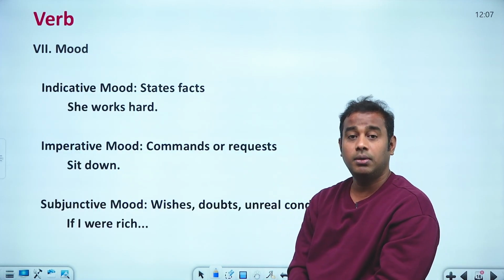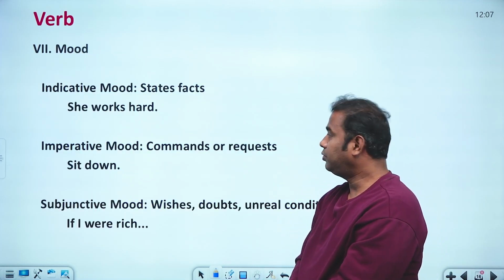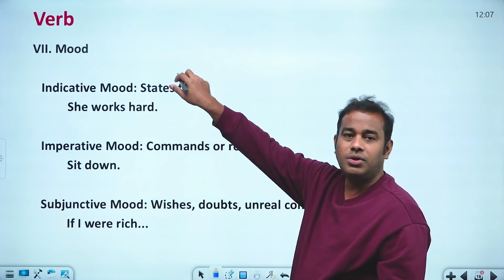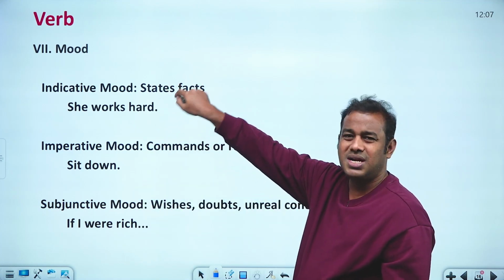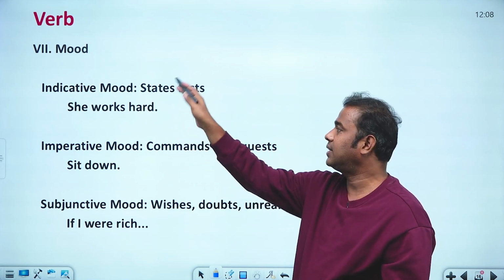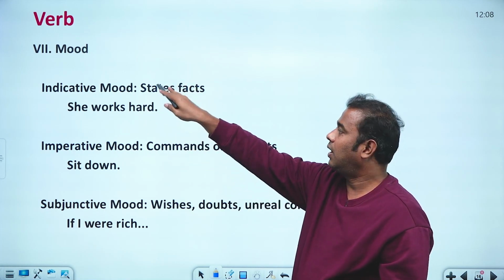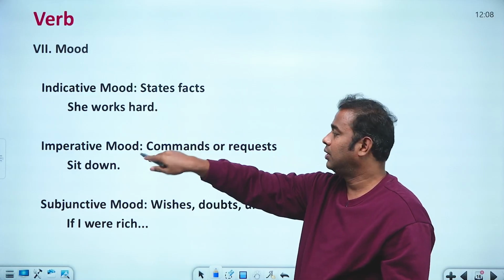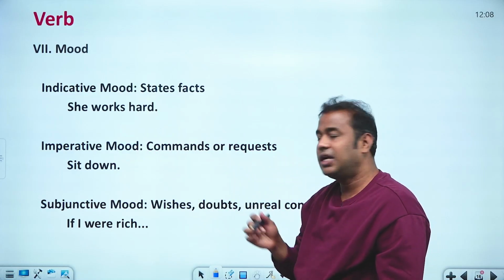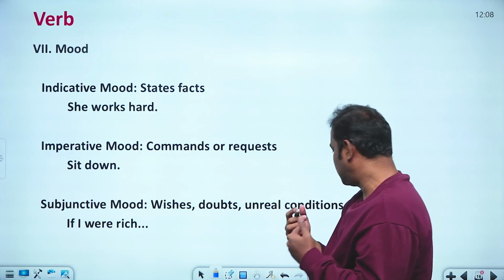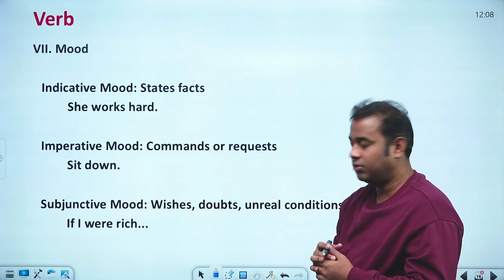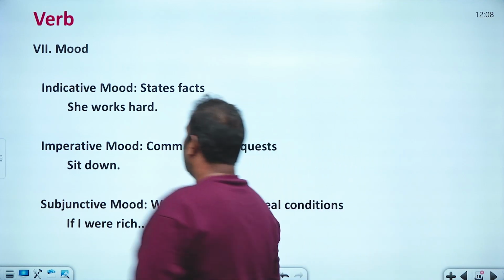The next one, mood. In case of mood, there are three types: indicative mood, imperative mood, and subjunctive mood. What is the indicative mood? It states the fact, like she works hard. Whichever sentences state facts, we generally state in the indicative mood. If you want to command something, we state it in the imperative mood. If you want to wish, or express doubt or something unreal, we give it in the subjunctive mood.